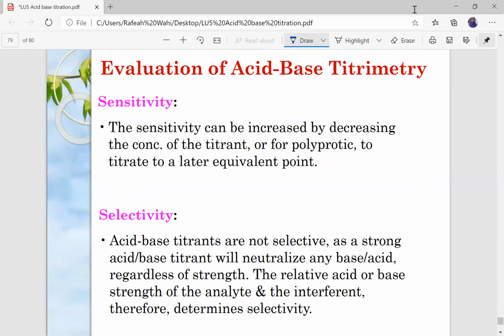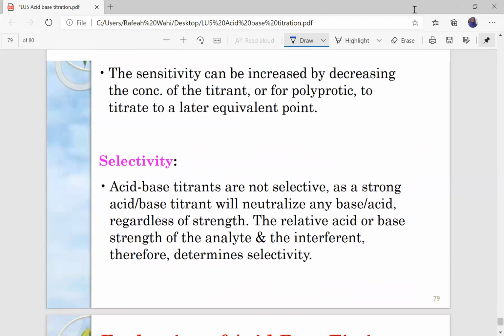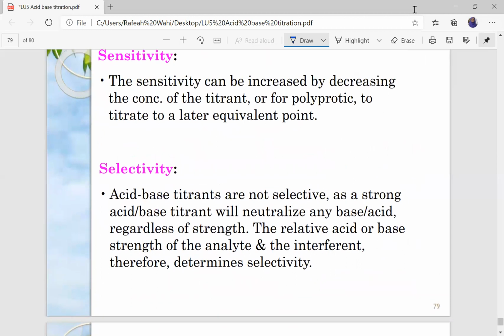All right, for acid-base stoichiometry, the sensitivity can be increased by decreasing the concentration of the titrant, or for polyprotic acids, to titrate to a later equivalence point. And in the case of selectivity, acid-base titrants are not selective, as a strong acid or base titrant will neutralize any base or acid regardless of strength. So the relative acid or base strength of the analyte and the interferent therefore determines selectivity.